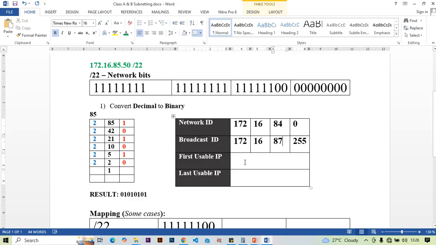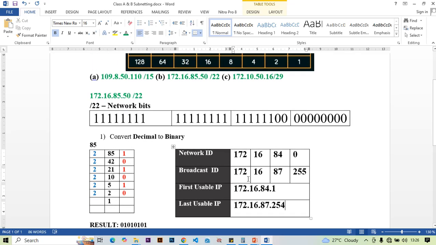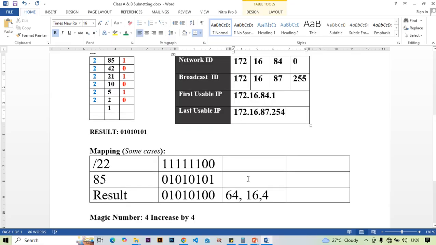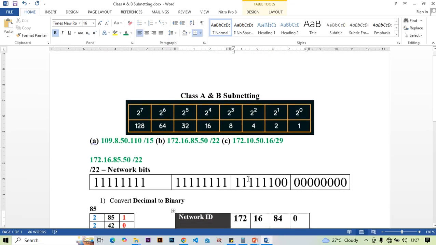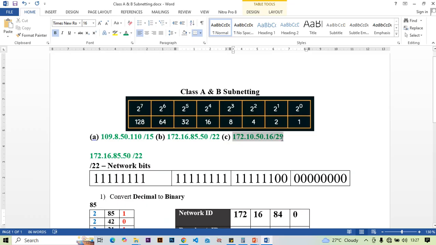The first usable IP address will be 172.16.84.1. That's the first IP we give to our client. And then the last IP would be 172.16.87.254. That's the last IP you can give to our clients. So this is basically how we handle Class A and Class B subnetting. Let's look at the final example, which is this one here.